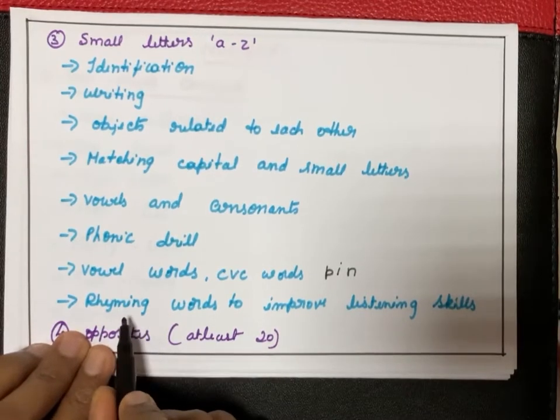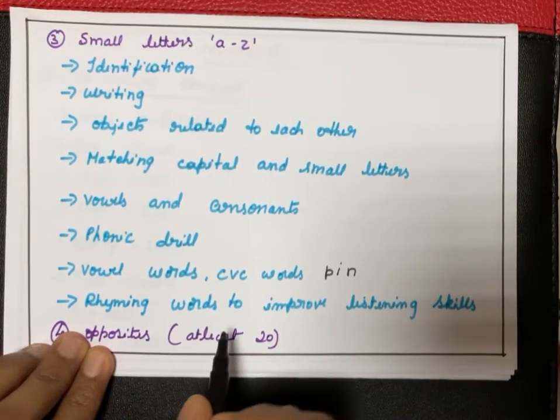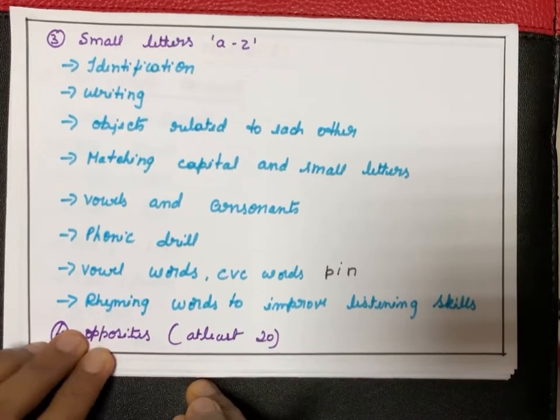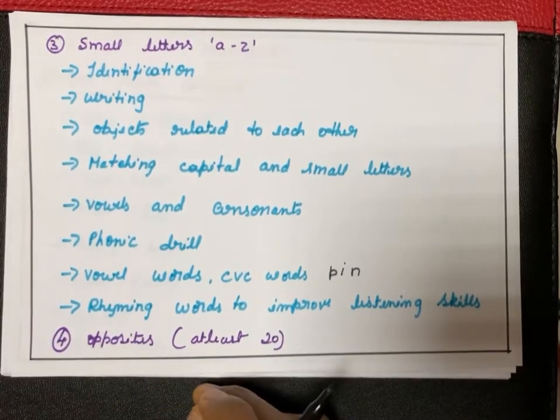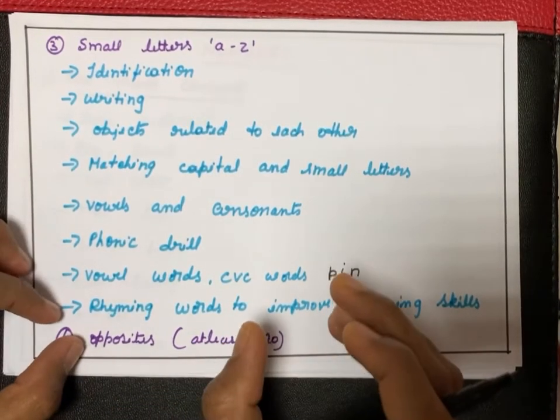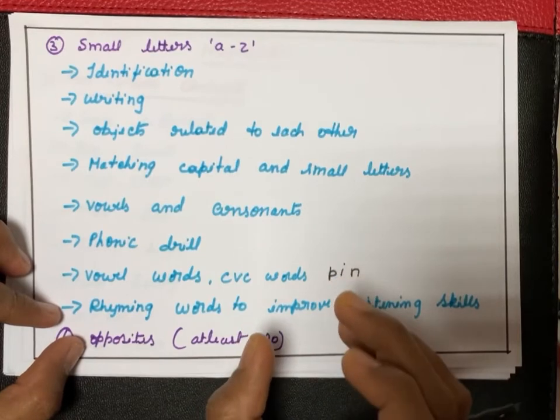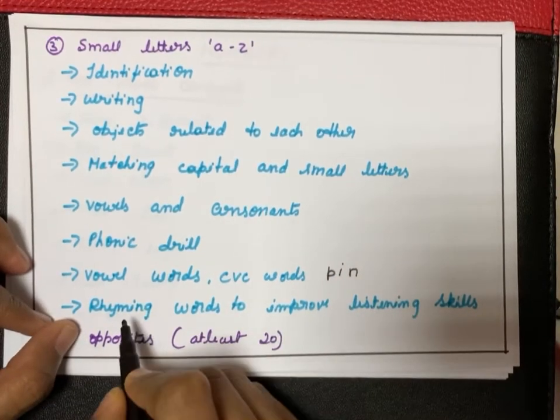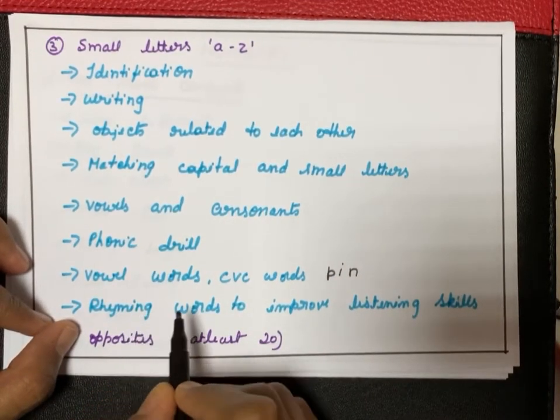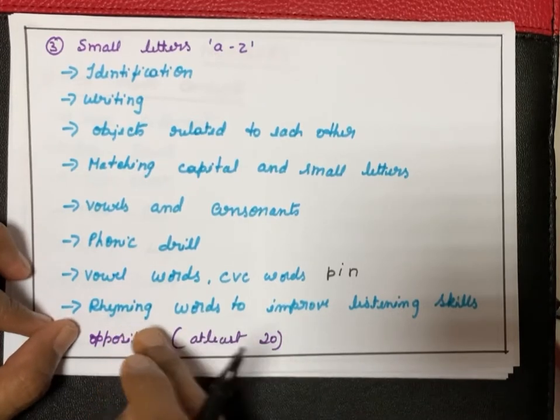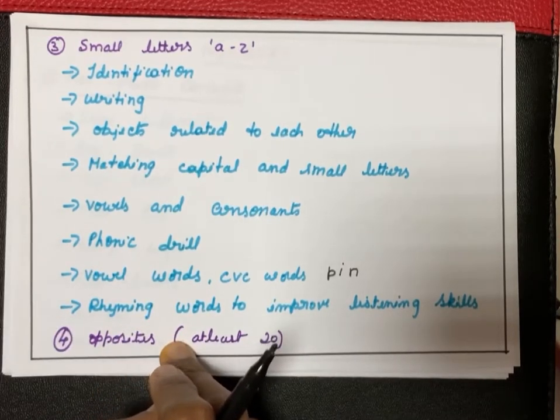Then next comes the rhyming words. You have to teach your kids rhyming words to improve their listening skills. Rhyming words means the ending sound of the words are the same. Like ten, hen, bun, sun, like this. These types of words are called rhyming words.